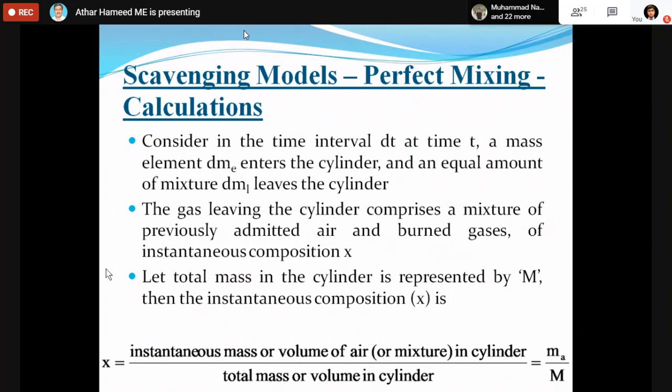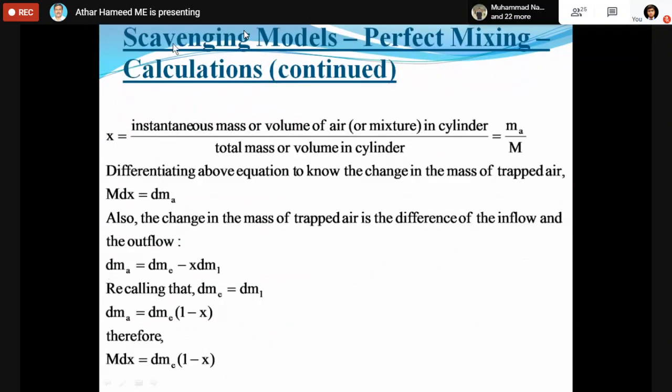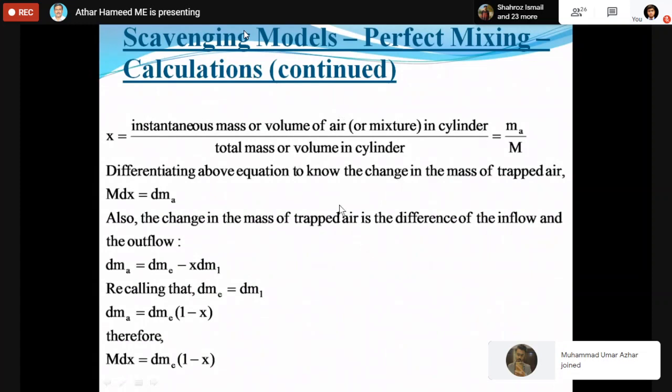If we take this formula and differentiate this equation, we can find the change in the mass of trapped air. We bring m here, mx is equal to ma, and we differentiate it: m dx is equal to dma. We will come to know the change in the mass of trapped air. But how much will the mass of trapped air change when we differentiate it?